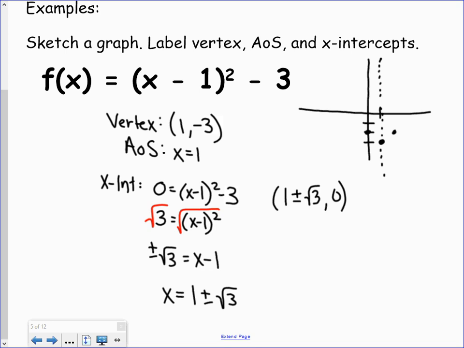I can also, for an even more accurate graph, like I said, estimate my x-intercepts. 1 plus the square root of 3 is like 2.7. 1 minus the square root of 3 would be -0.7. Notice these things should be equal distance from your axis of symmetry. And then you can draw your parabola.